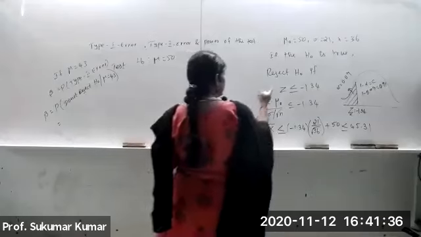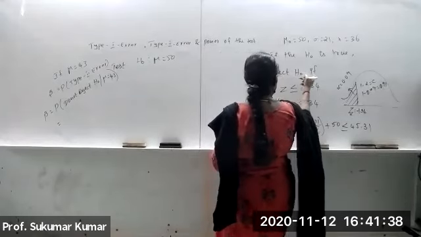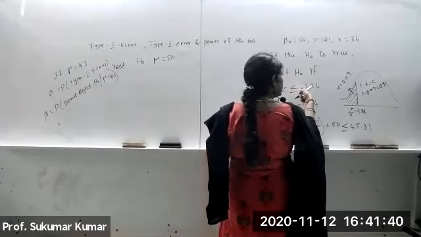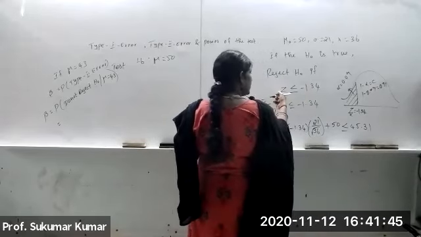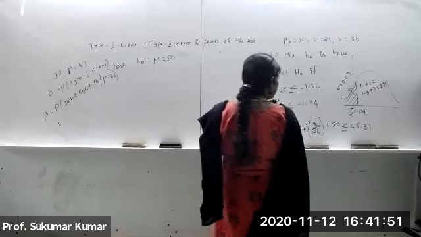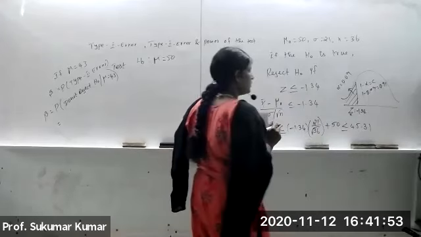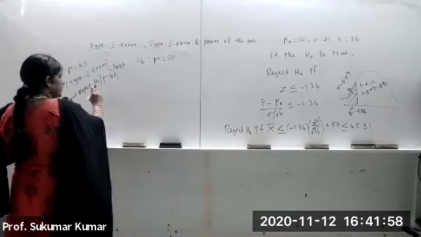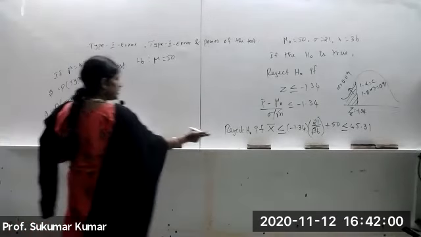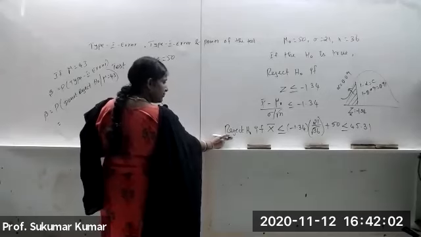புரியுதா பாருங்க, ஏன்னா இங்க இருந்து என்ன கொண்டு வந்தோம், reject h naught if z is less than or equal to minus 1.34. ஓகேவா, இதுல இருந்து தான் நம்ம x bar value ஃபைண்ட் பண்ணோம். So same condition, reject h naught if x bar is less than or equal to 45.31. ஓகேவா, so இப்போ இங்க do not reject h naught ன்னு இருக்கு, reject h naught கான condition நமக்கு தெரியும்.